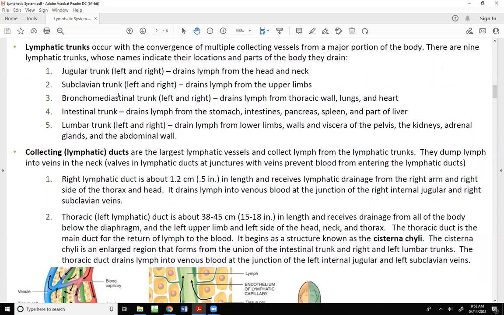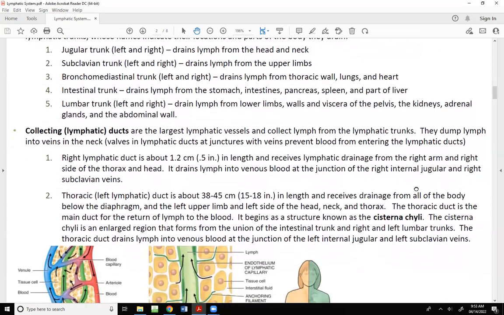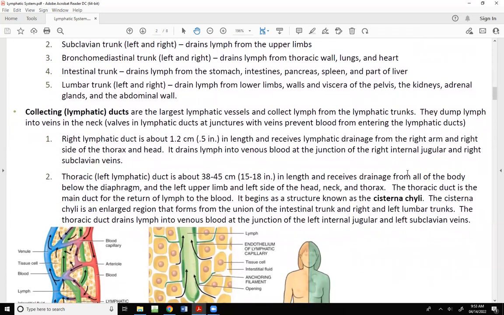Okay. But there are 2 jugular trunks, left and right, draining lymph from the head and the neck. A pair of subclavians, left and right, that drain lymph from the upper limbs. A pair of the bronchomediastinal trunks, draining lymph from the thoracic walls, lungs, and heart. Once again, only 1 intestinal trunk, draining lymph from the stomach, intestines, pancreas, spleen, and part of the liver. And then 2 lumbars that drain lymph from the lower limbs, the walls and viscera of the pelvis, the kidneys, the adrenal glands, and the abdominal walls.